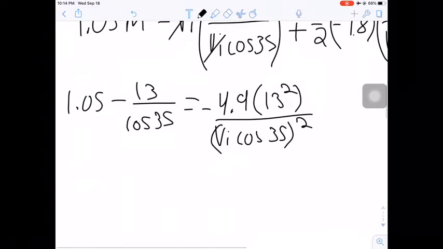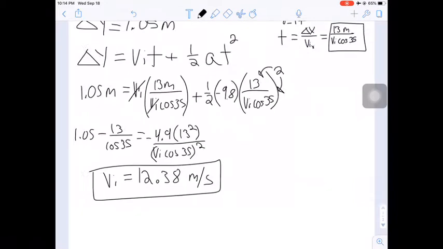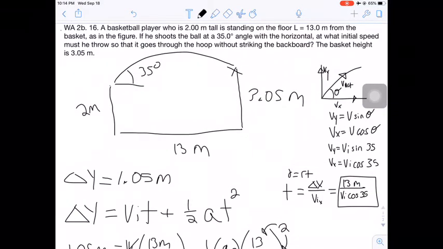Once you clean this up, Vi at the end will end up being 12.38 meters per second. That's the initial velocity that he would have to throw the ball at in order for it to reach the hoop and not hit the backboard.